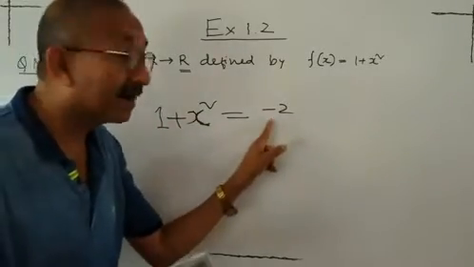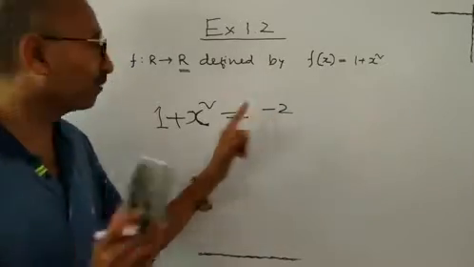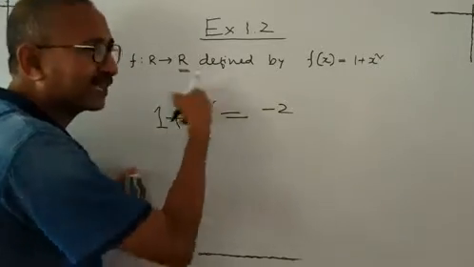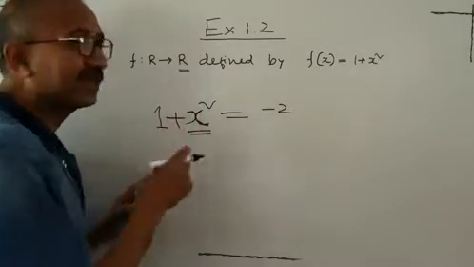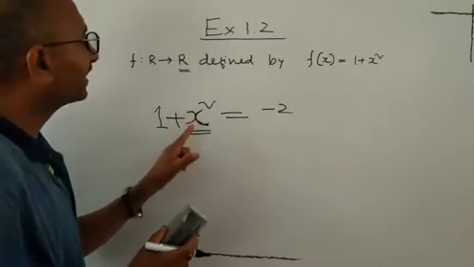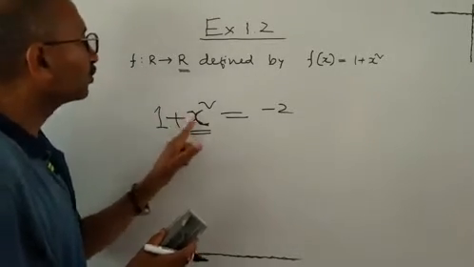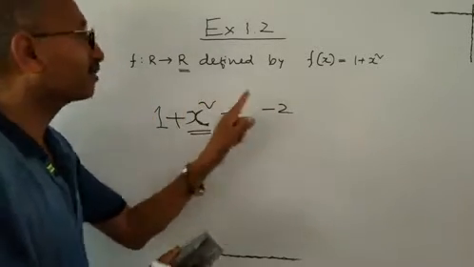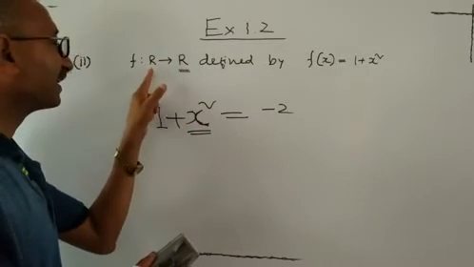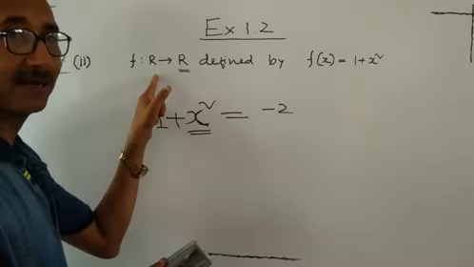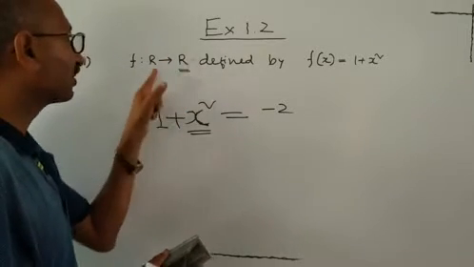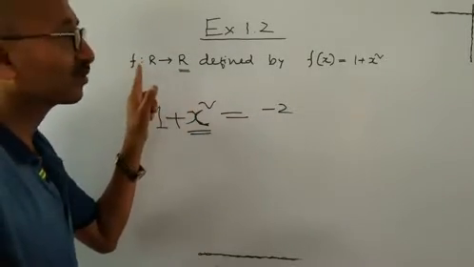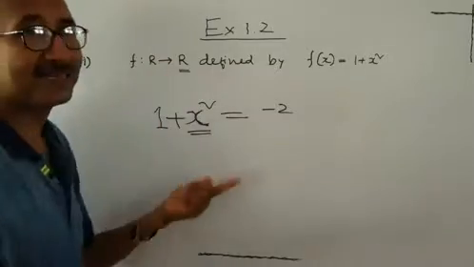Think about a real number, get its square and add that square to 1. Can you get a negative number? No, it is not at all possible, because if you take a negative number and square it, it will be positive. This is always a positive number, plus 1, it will always be positive. So you can never get a number whose square after adding 1 gives you minus 2. That means minus 2 is not related to any element of this set. Minus 2 has no pre-image, so it's not onto.